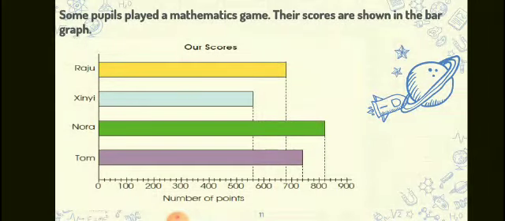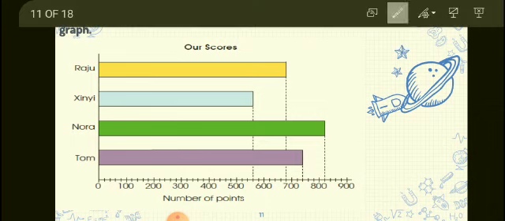This is another question. Some pupils played a mathematical game. Their scores are shown in the bar graph: Raju's score, Zini's score, Nora's and Tom's. So let's study the graph. Raju's score is exactly 700. Zini is between 500 and 600. So 520, 540, 560, it is 560. Okay. And Nora is 820.